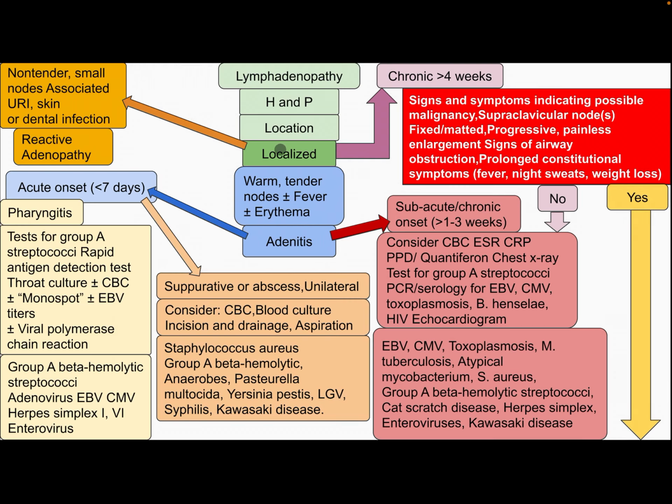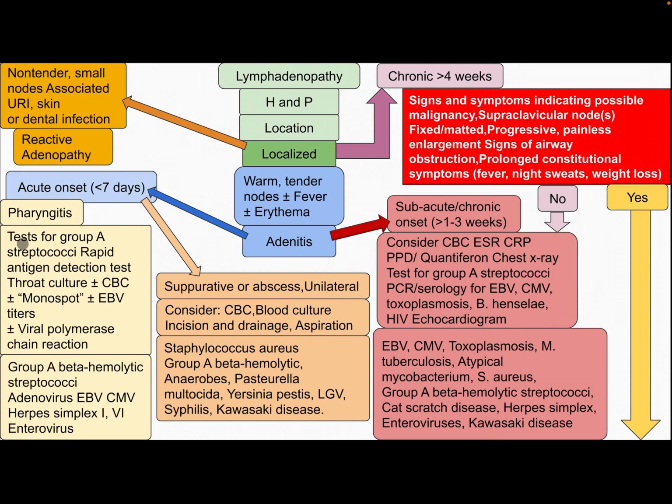How to approach the patient with lymphadenopathy after performing history and physical examination? The location: either localized or generalized. If it is localized, a small non-tender node associated with upper respiratory tract infection, skin or dental infection, this is reactive adenopathy. If it is a warm, tender node with or without fever, with or without erythema, this is adenitis. If it is less than 7 days, this is acute onset, like in pharyngitis.